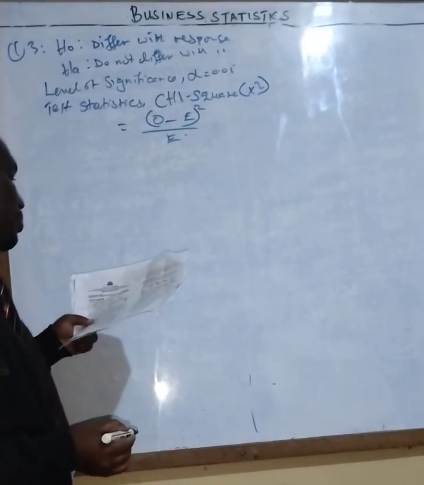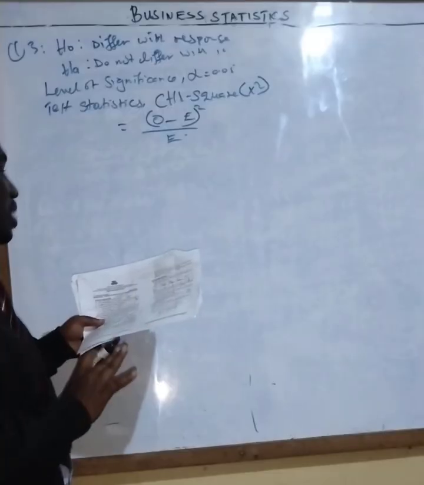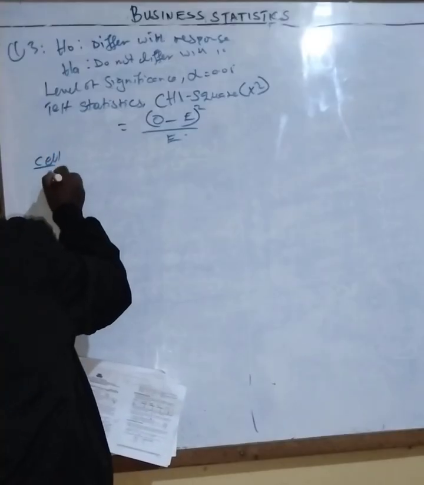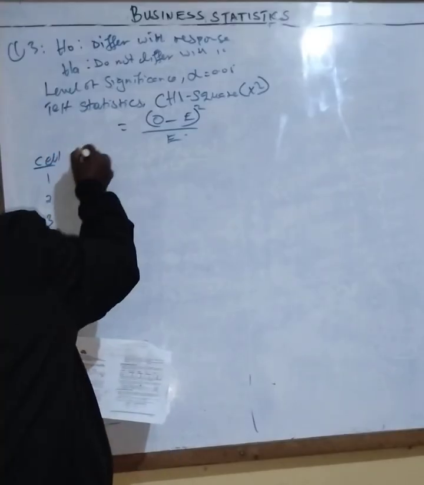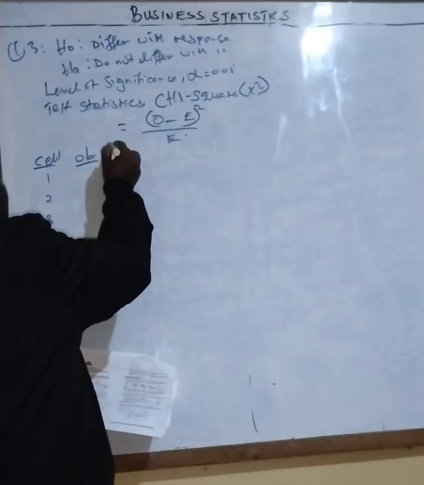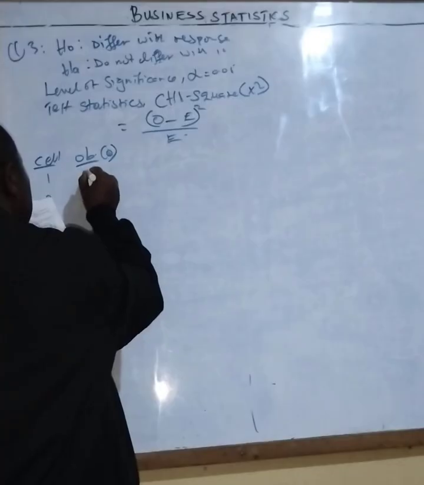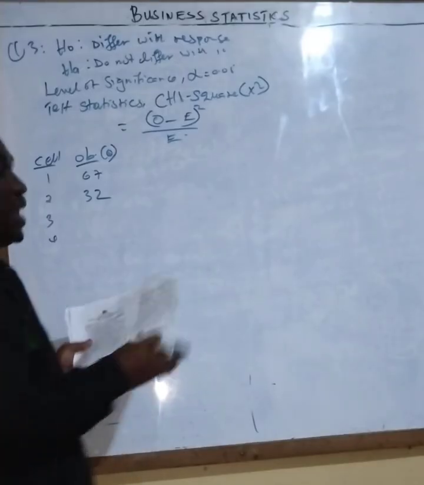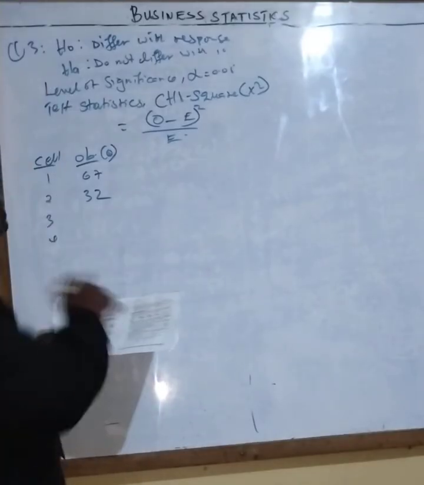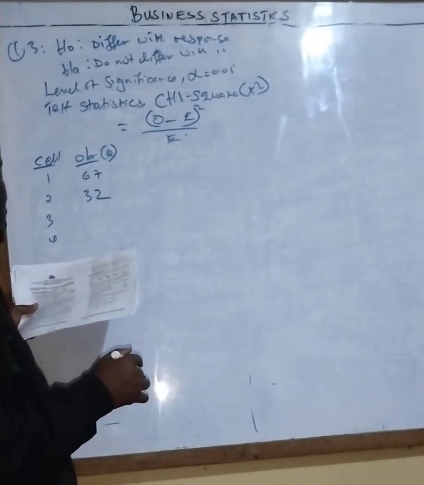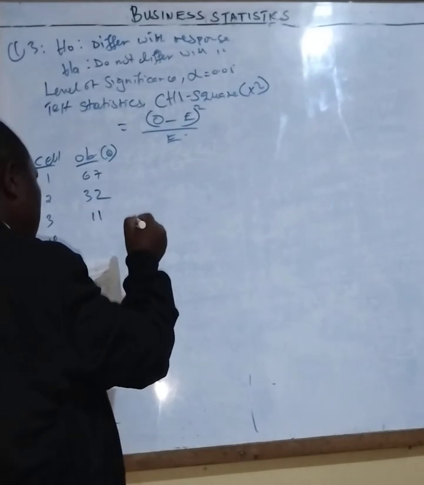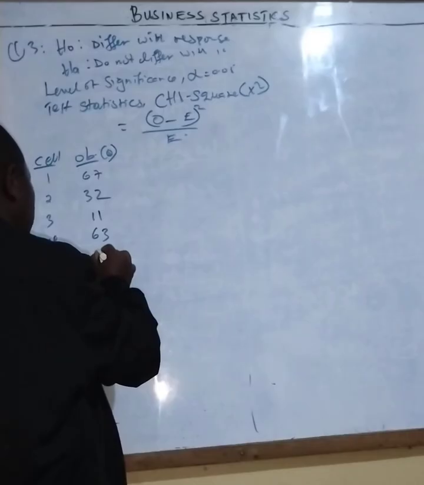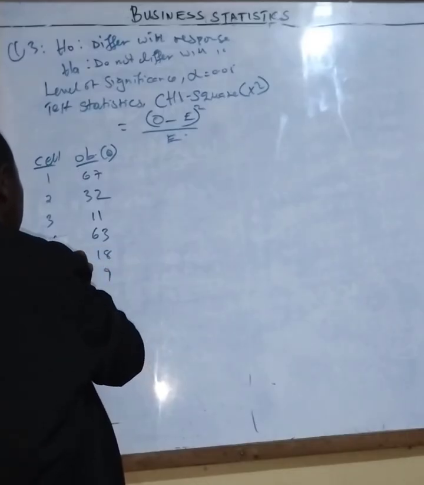Now from this equation here, class, whatever you are given in the table is what we call what? Observed data. So we can say cell is now counting 1, 2, 3, 4, for example. Then observed is what you are seeing yourself there, the table given. So the table given there is 67. You see the table has been given across. So when you are listing, you list it downwards, which means 67, 32, 11. Then another one is 63, 18, 9.